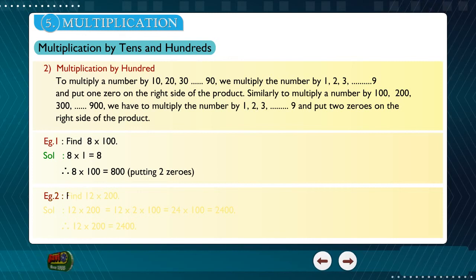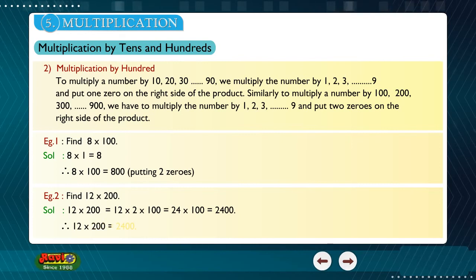Example 2. Find 12 into 200. Solution. 12 into 200 is equal to 12 into 2 into 100 is equal to 24 into 100 is equal to 2400. Therefore, 12 into 200 is equal to 2400.